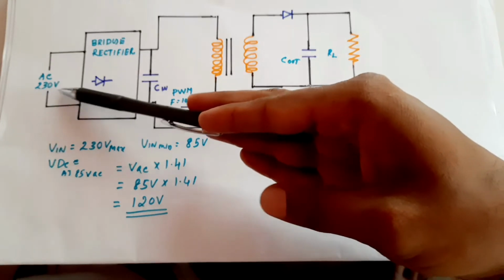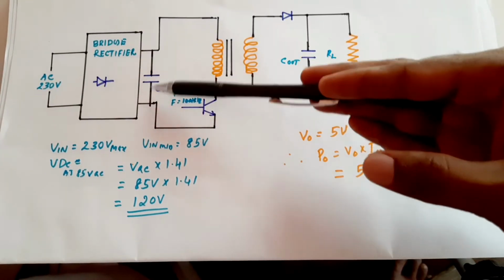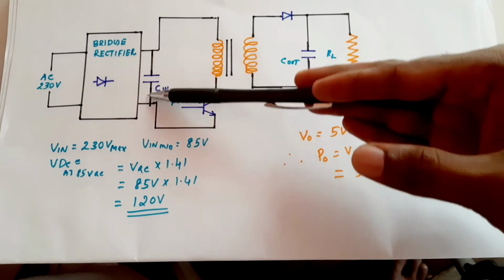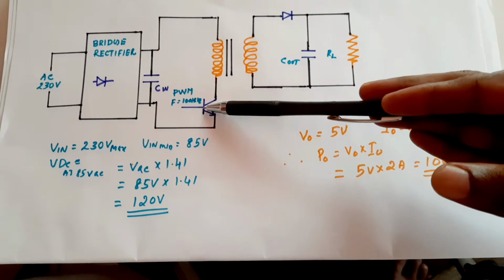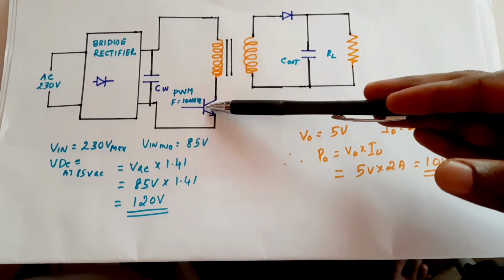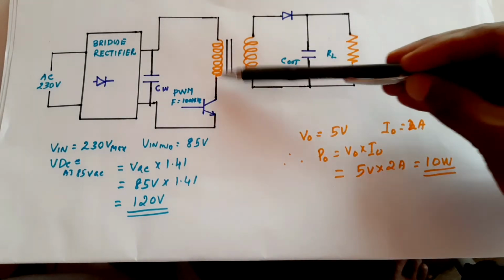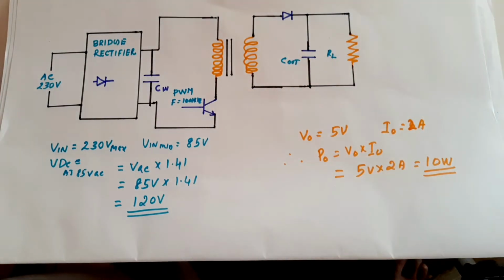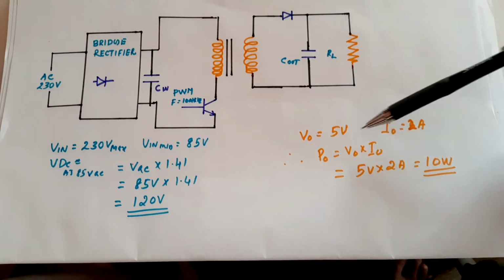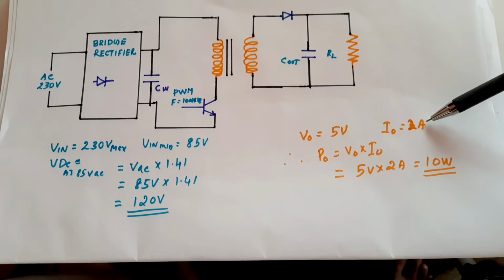The 230 volt AC is coming and the bridge rectifier rectifies it, and the energy is stored in the capacitor, and there is an inductor and a switching transistor. The transistor is switching at a frequency of 100 kilohertz, and we are taking the output from it. The output voltage we want is 5 volts and the output current is 2 ampere.